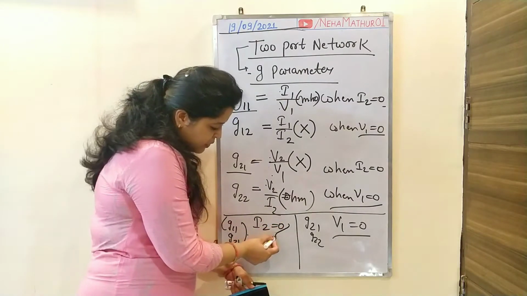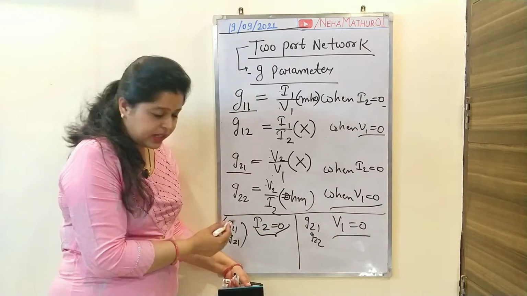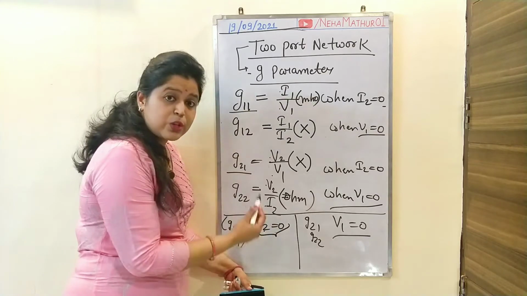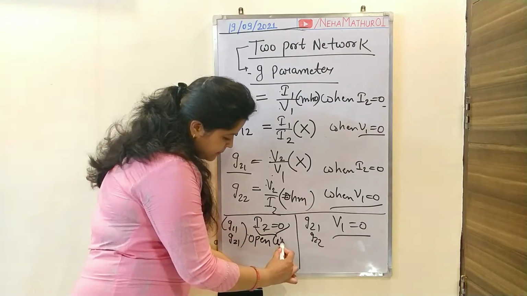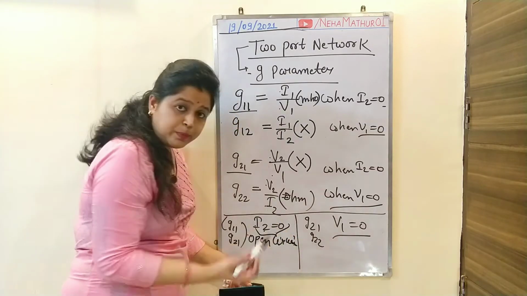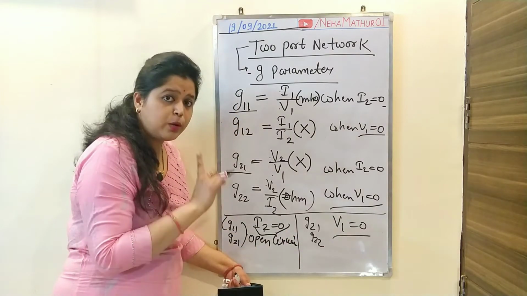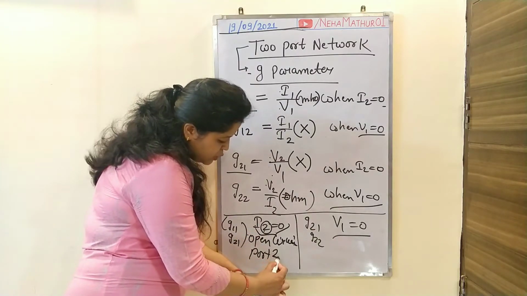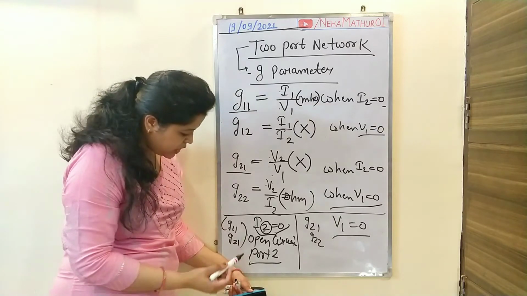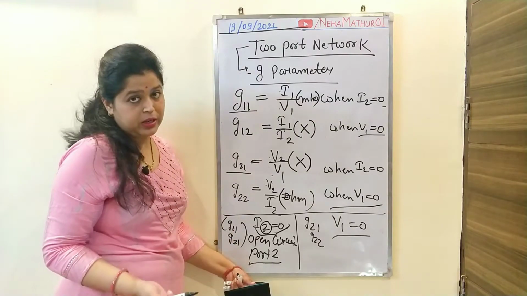If you are following, you will be able to find, since I am taking I2 equals to 0, that means I will have to consider open circuit. Which port is going to be open circuit? Port 1 or port 2? It is clear since this is I2. So now port 2 is going to be open circuit for the calculation of G11 and G21.